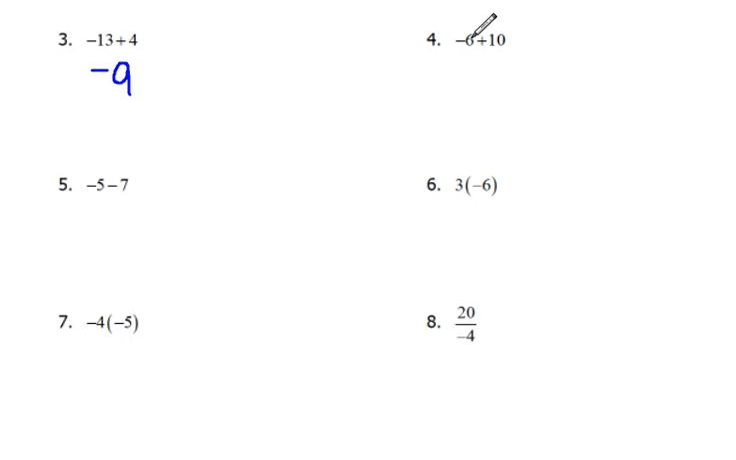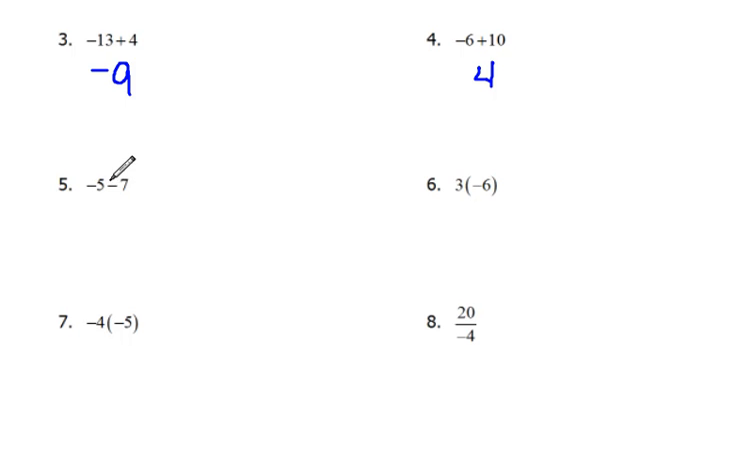Here again, we are adding, combining numbers, and the signs are different. So we have a negative 6 and a positive 10. So we're going to subtract, since the signs are different, and keep the sign of the larger number. The 10 is bigger than 6, and 10 is positive, so our answer will be positive 4.